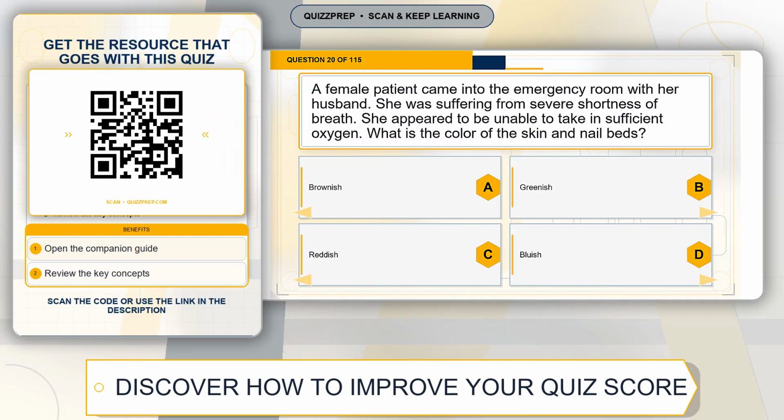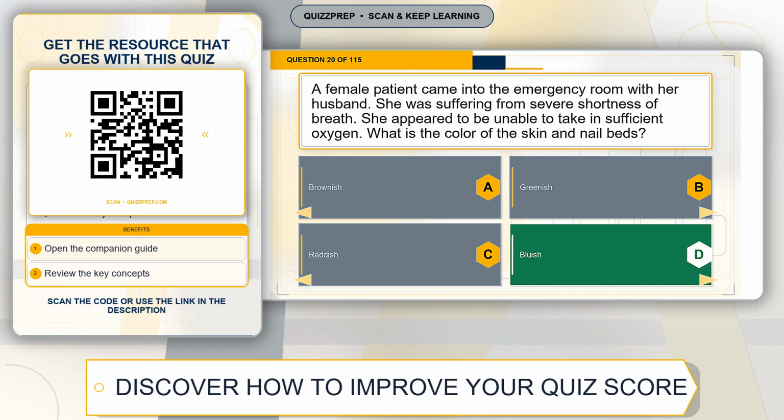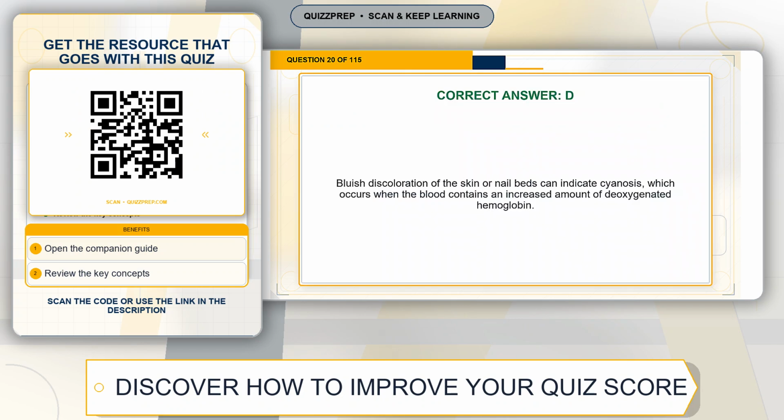Question 20. A female patient came into the emergency room with her husband. She was suffering from severe shortness of breath. She appeared to be unable to take in sufficient oxygen. What is the color of the skin and nail beds? Option A, brownish. Option B, greenish. Option C, reddish. Option D, bluish. The correct answer is option D, bluish. Explanation: bluish discoloration of the skin or nail beds can indicate cyanosis, which occurs when the blood contains an increased amount of deoxygenated hemoglobin.